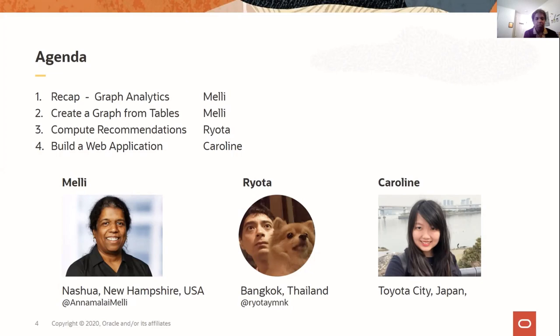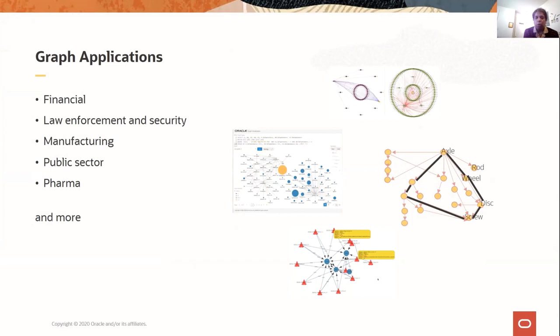So starting with the recap. Graph databases and analytics are used in a variety of applications. I've listed here a few examples, the financial services industry, law enforcement and security, and manufacturing and so on. For example, in the financial services industry, it is used to detect fraud. It's used to find unusual patterns in the data, which might indicate something that needs to be looked into further, like cycles in your graph or anomalous patterns in the way money is being transferred and so on.